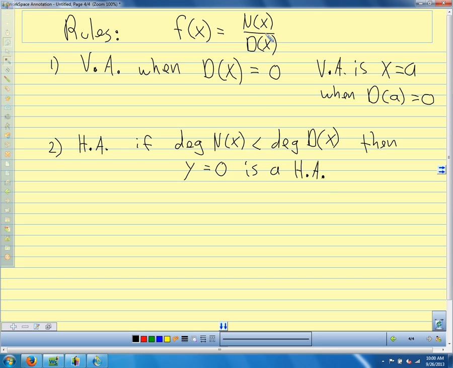And if we think about this based on how the function is behaving, let's say the degree of the numerator is 2 and the degree of the denominator is 5. As x gets really, really big, raising something to the 5th power is going to give me a much bigger number than raising something to the 2nd power. So I end up dividing by bigger and bigger numbers, so my rational function gets smaller and smaller, closer to 0. So that one's the first one. If the degree of the numerator is smaller, then y equals 0 is a horizontal asymptote.